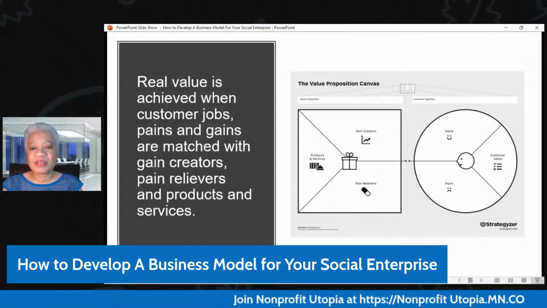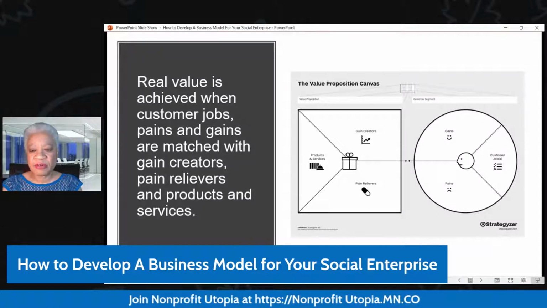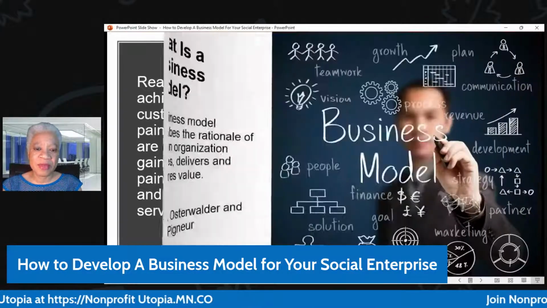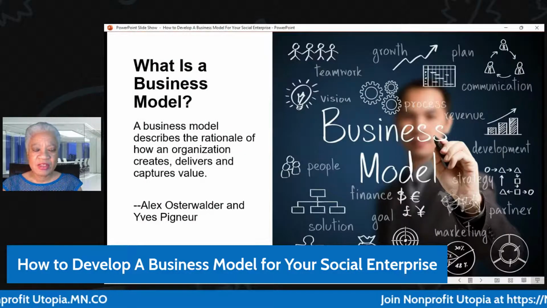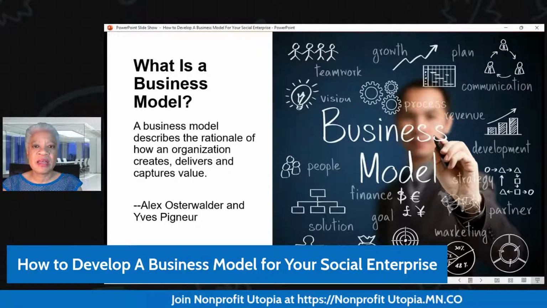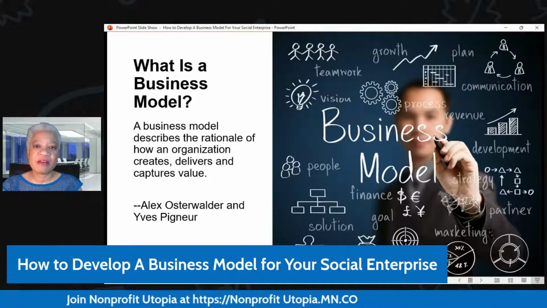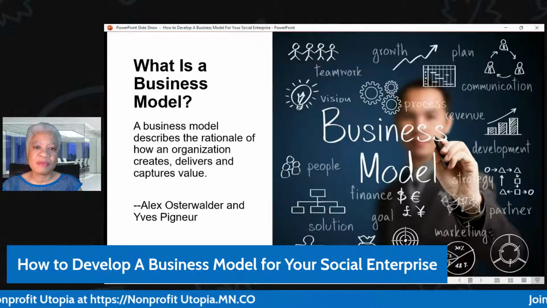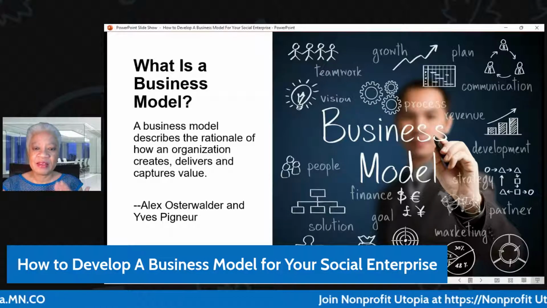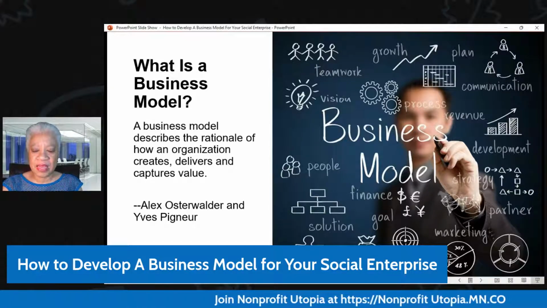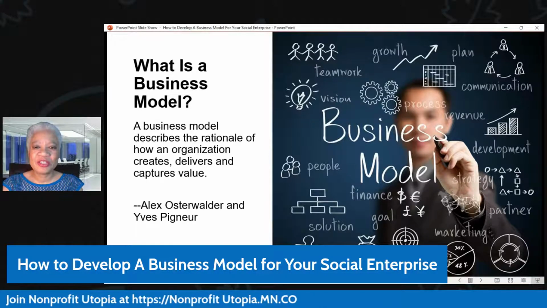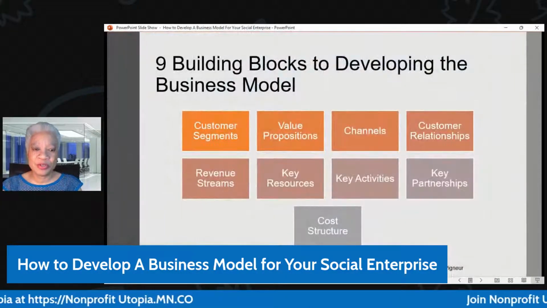But the products and services are actually what you deliver to your ideal client in order to make his or her life better. All right. So for our purposes today, we're going to talk about a business model as describing the rationale of how you deliver value. Remember, the value proposition is what value you're going to provide. The business model canvas shows you how you're actually going to do that.